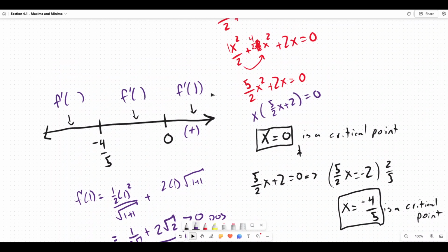What's happening between negative 4/5 and 0? This is a little bit harder. This is where it's probably better to go to a calculator just to make sure. Let's pick something between negative 4/5 and 0. Let's go with maybe negative 1/2. What is f prime of negative 1/2? This one I am going to put into my calculator.